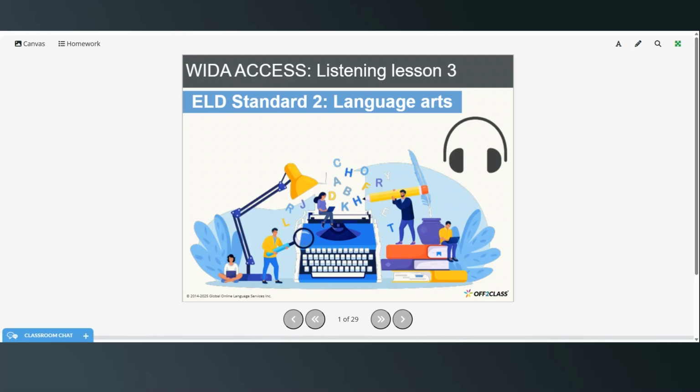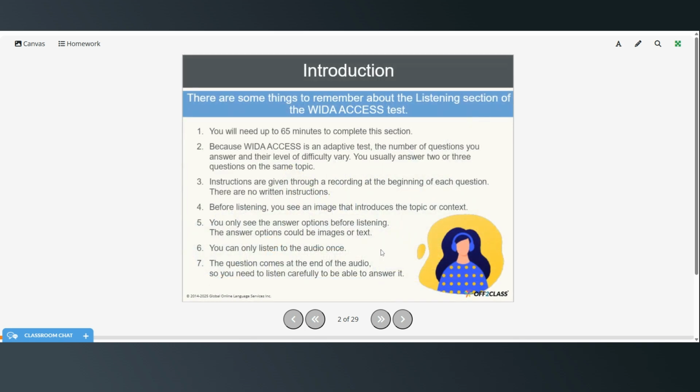This is lesson 3 of the WIDA ACCESS listening test preparation, and today we're going to be working on the language arts section. So again, just some things to remember about the listening section of the WIDA ACCESS test. You will need up to 65 minutes to complete this section. The WIDA is an adaptive test, so the number of questions and their difficulty will vary, and you'll usually answer 2 or 3 questions on the same topic. The instructions are given through a recording at the beginning of each question, and there are no written instructions.